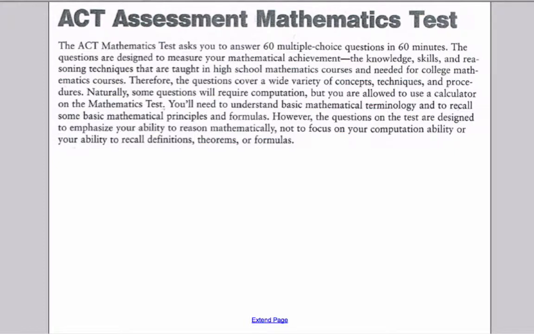Of course, some questions will require computation, but you are allowed to use a calculator on the math tests. You'll need to understand basic mathematical terminology and recall some basic mathematical principles and formulas. However, the questions on the test are designed to emphasize your ability to reason mathematically, not necessarily to focus on your computation ability or your ability to recall definitions, theorems, or formulas. A lot of times you'll be working through using a calculator, but a lot of times it's just reasoning. Can you think through a process as to how to get the answer?